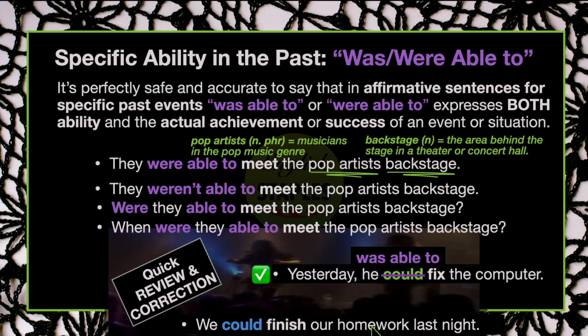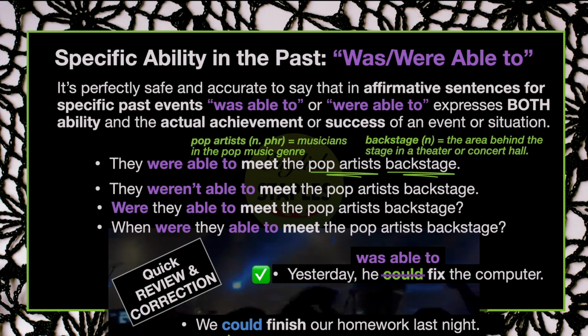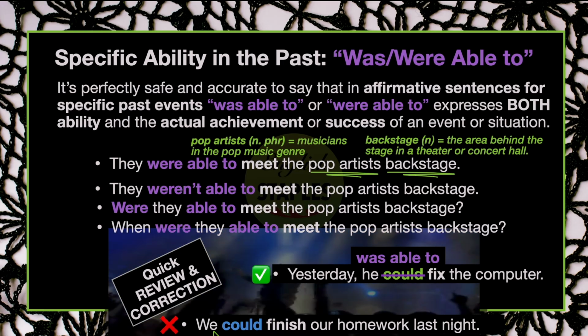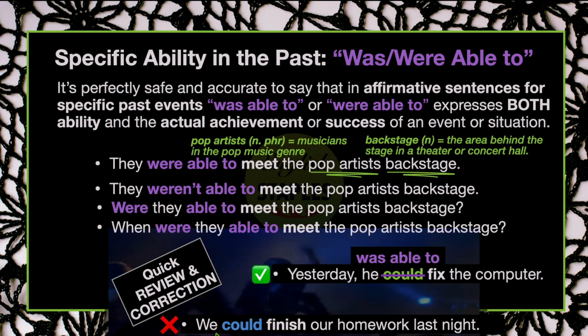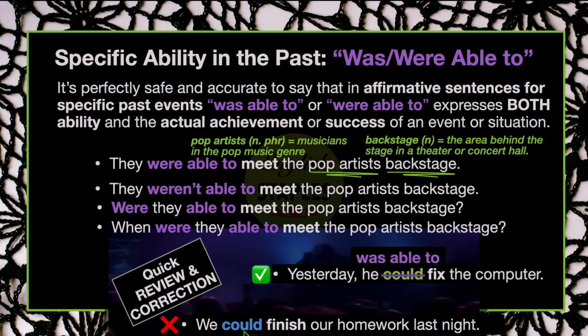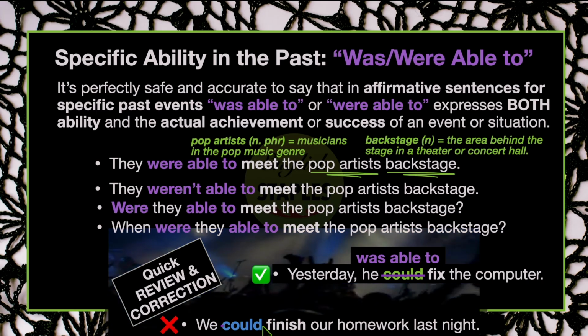We could finish our homework last night. Remember, we saw this with the children, and it was incorrect. But how can we fix it? How can we correct it? We can cross out could and insert were able to.